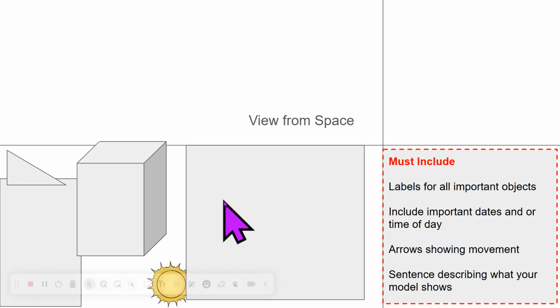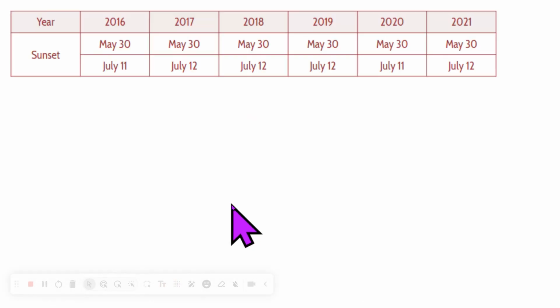But I'm going to label the important objects. I could label buildings, and the sun, right? But there are more important objects, and that comes with the movement. So here, yes, the sun should be labeled, but include important dates or time of day. What time of day is it? It's a sunset, so I should say that, right? But let's look at, so here's a sunset. This is the dates since 2016 of when Manhattanhenge has occurred. Twice a year.